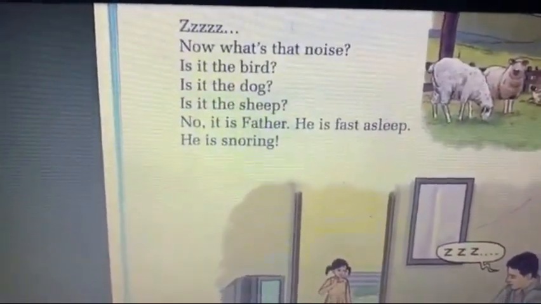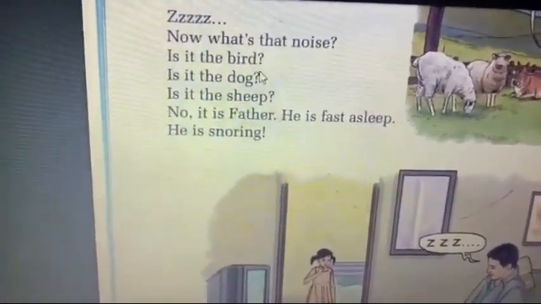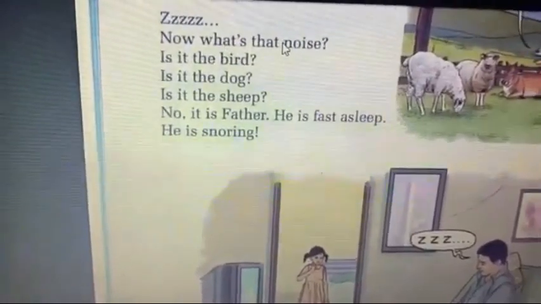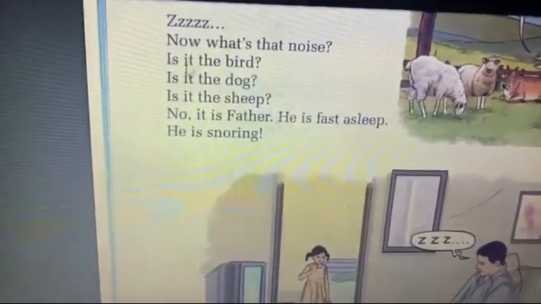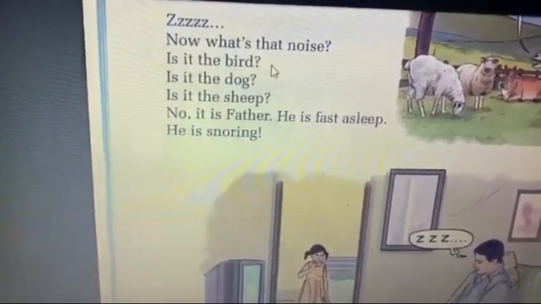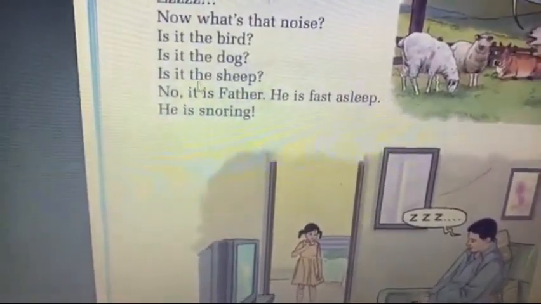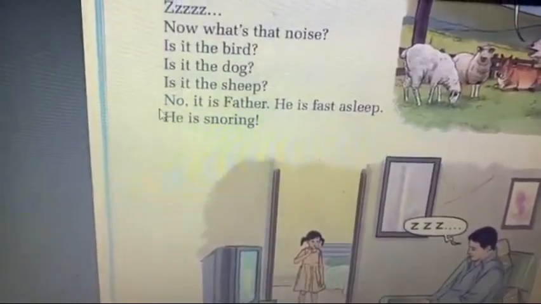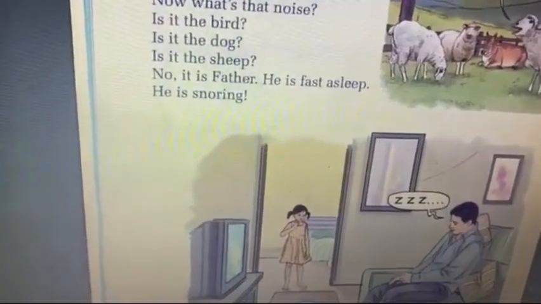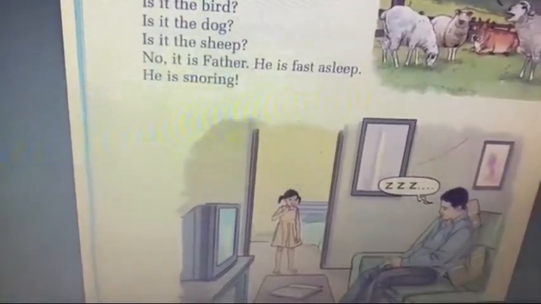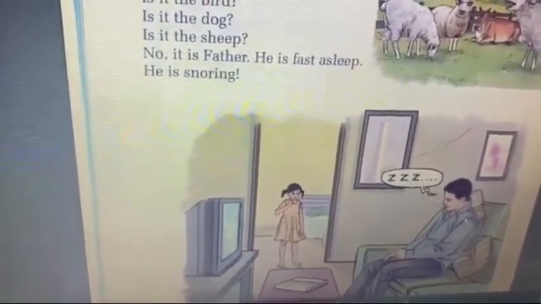Zzz or grrr. You know, what is this sound? Let's see. Now what's that noise? Now the girl thinks, what's that zzz sound? She thinks, is it the bird? Is it the dog? Is it the sheep? No, it is father. Can you see this picture? This man sitting on the sofa is this girl's father. The sound of zzz is coming from her father.